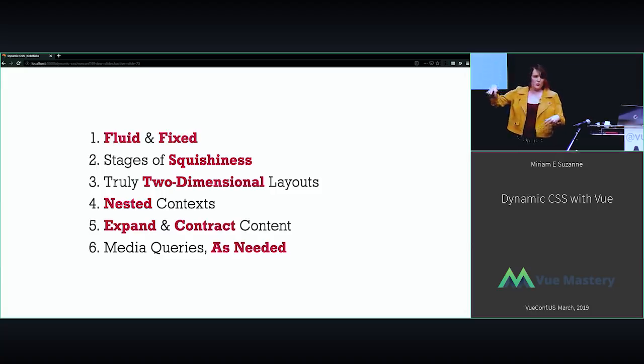We've got stages of squishiness. We can have things that adjust, and I'll talk about those in a little bit. But whether we want them fixed or fluid or fixed until fluid, we've got truly two-dimensional layouts, nested contexts. We can put grids and then Flexbox and then another grid inside of the Flexbox and then floats here, and we can start combining all of these things for what they're actually built for. Content can expand and contract using fraction units and using Flexbox. And we've got media queries only when we need them, rather than as the basis for the entire layout.